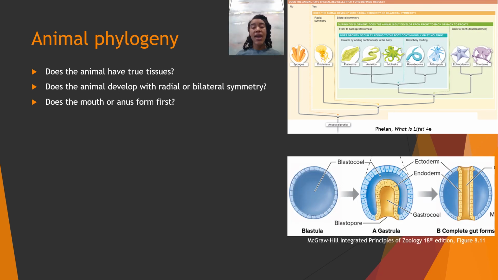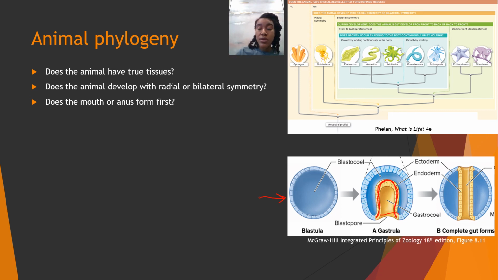Another important question to ask is, during the development of the animal, does the mouth or the anus form first? To understand what this means, we'll first take a look at early development of animals. All animals, as I mentioned, have a blastula stage of development, which is that hollow ball of cells. For all of the animals except for the sponges, that blastula will undergo an invagination event and form a pouch that looks something like this. That pouch will later become the gut.